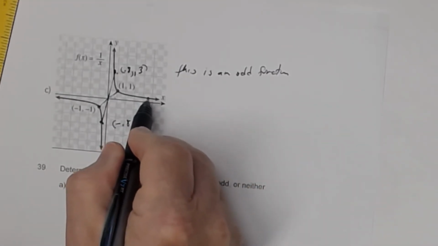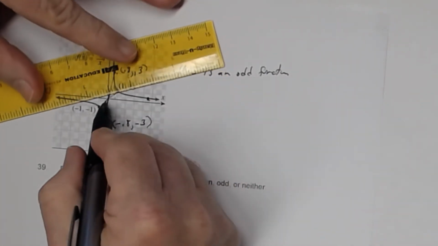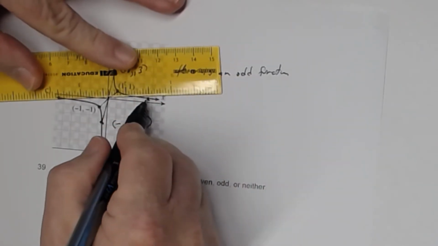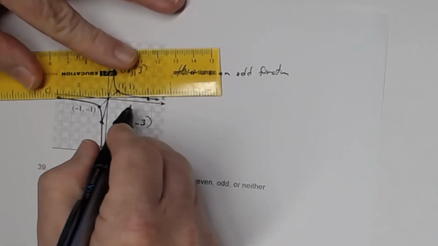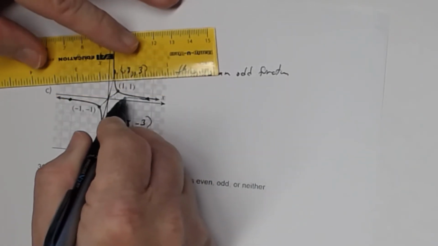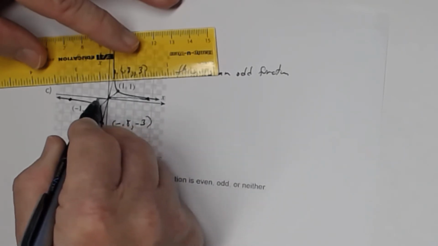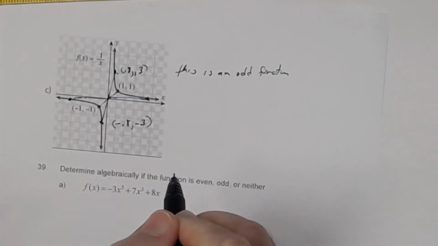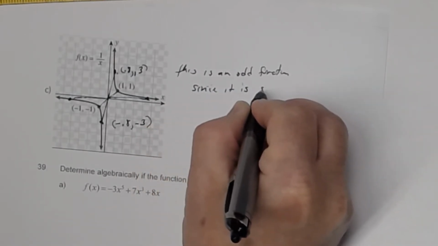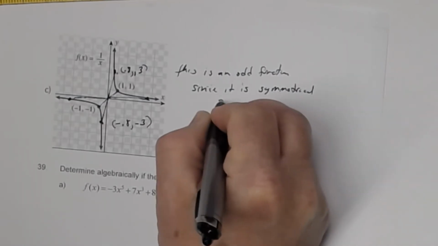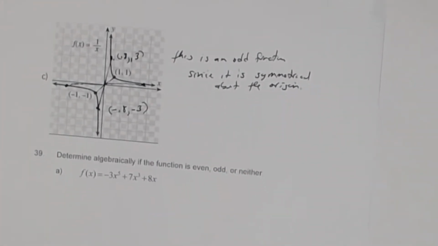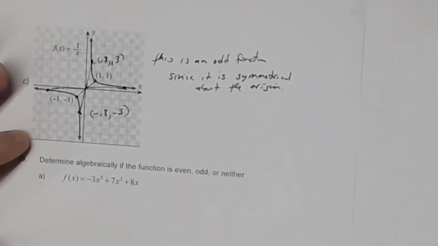Same thing here. If I take this point right here and reflect it about the origin, here's the origin, I'll get this point here. So basically this distance from the point to the origin is going to be the same as from the origin to this point here. Okay? All right. So this is an odd function, since it is symmetrical about the origin.